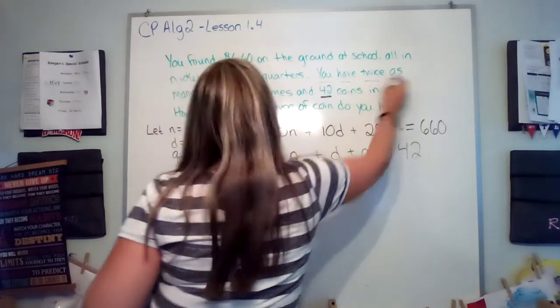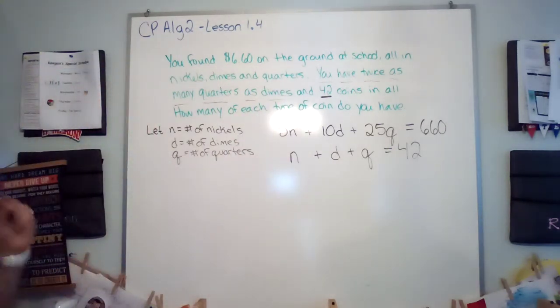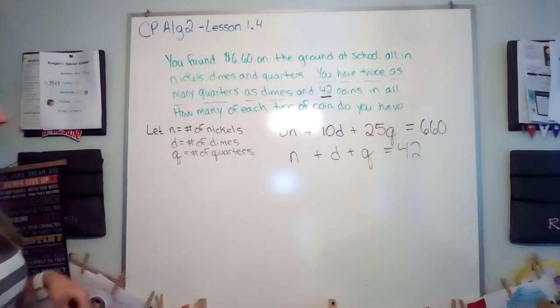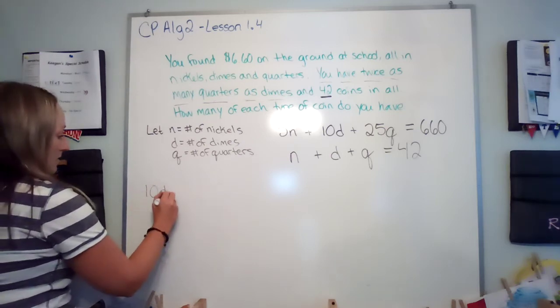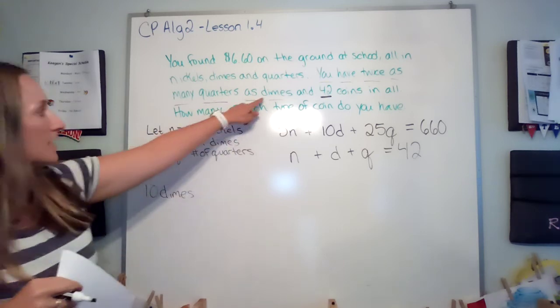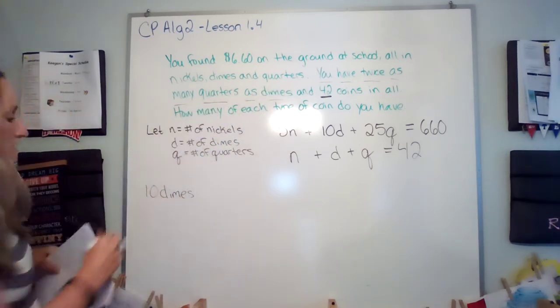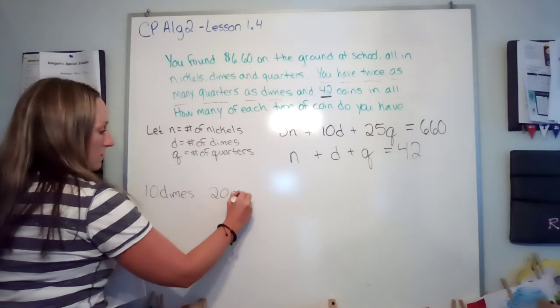You have twice as many quarters as dimes, and you have to be careful here. This is where students make the most mistakes, okay? You have twice as many quarters as you do dimes. So let's just think about an example. All right, let's say that you have 10 dimes, okay? If you have 10 dimes, how many quarters does that mean you have? Okay, well, if you have 10 dimes and you have twice as many quarters, that would mean that you have 20 quarters, right?